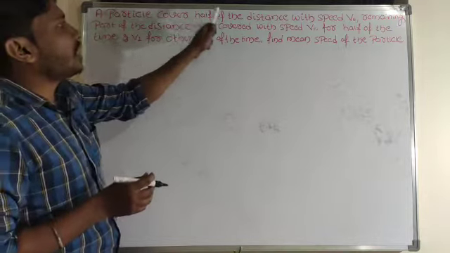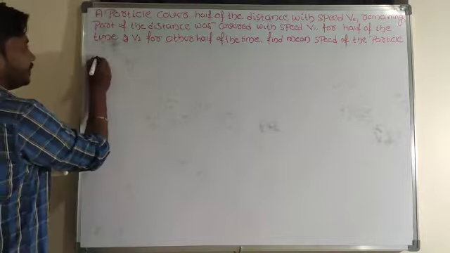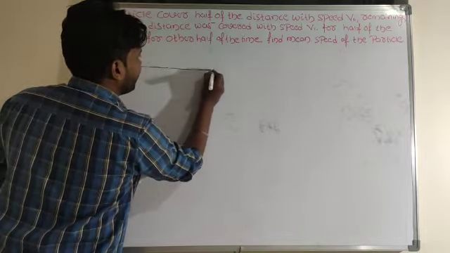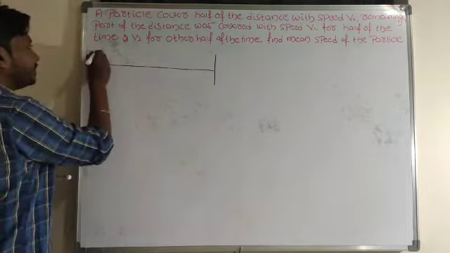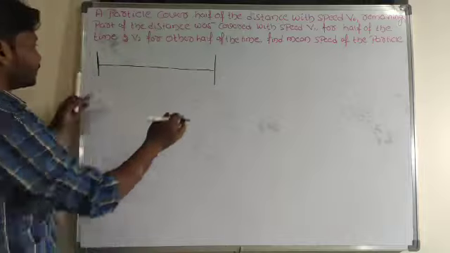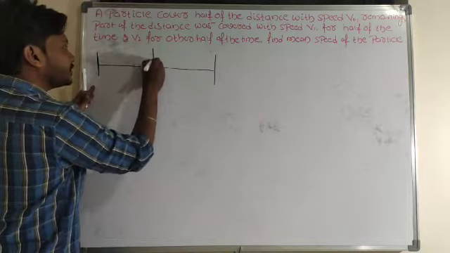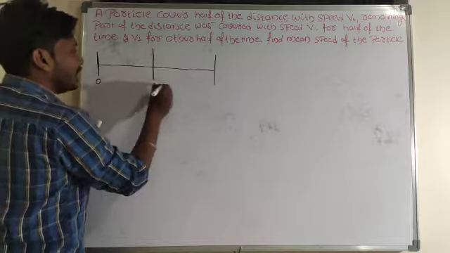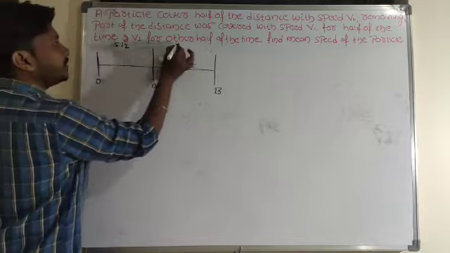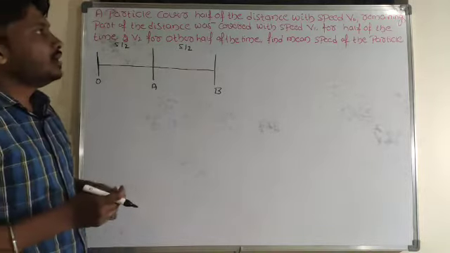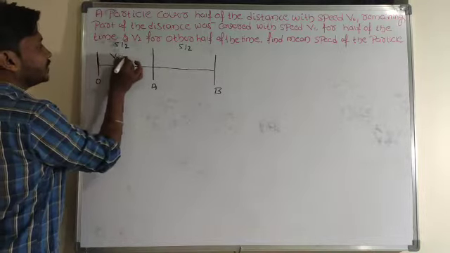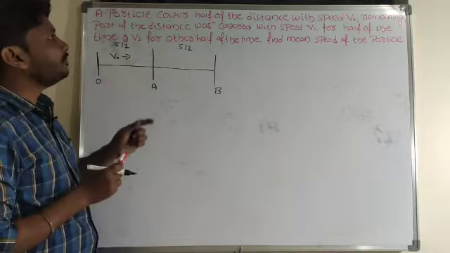A particle covers half of the distance with speed v0 here. So look at here, this is the path. For example, a particle covers half of the distance with v0. So O, A, B here. The total distance is s, and half of the distance means this is s by 2 and this is also s by 2. So in the first half of the journey the object is moving with speed v0.